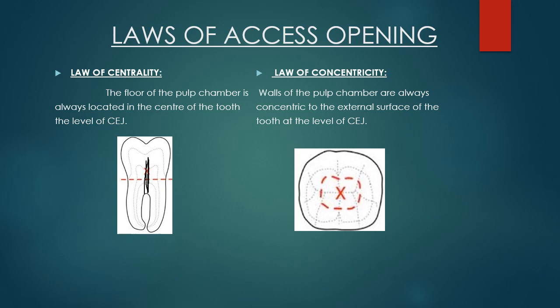Coming to the law of concentricity, it says that the pulp usually follows the concentric external surfaces of the tooth at the level of the CEJ. Pulp usually follows the contour of the tooth, as we discussed before. This is nothing but the law of concentricity.